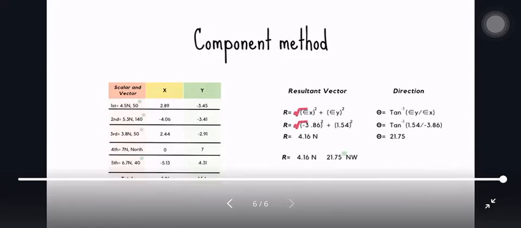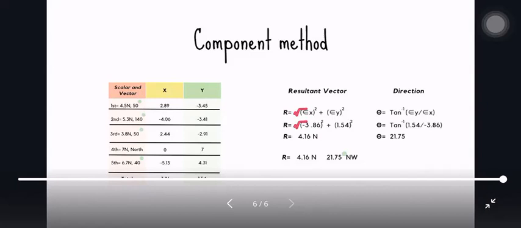Now, for y, first point is 4.5 sine 50 degrees will result negative 3.45. Second, 5.3 sine 140 degrees will result on negative 3.41. 3.8 for the third one, 3.8 sine 50 degrees, negative 2.91 is the result.